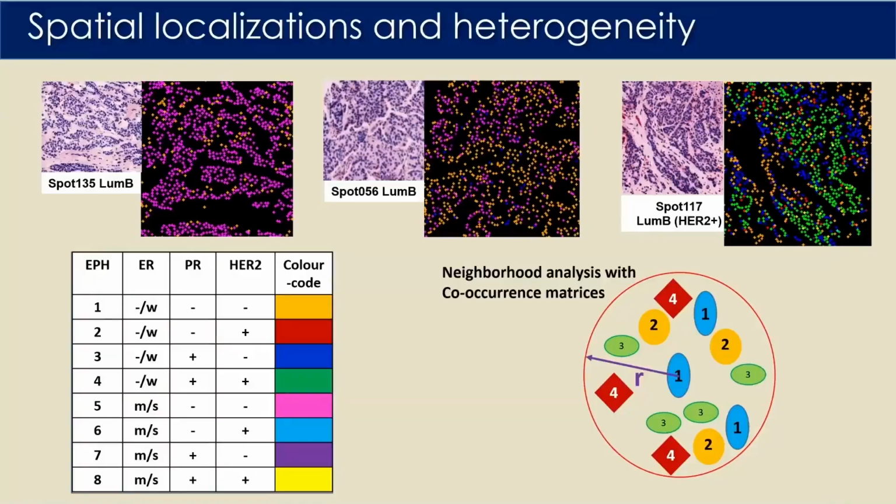We studied the spatial arrangement of these cells, and this is done by quantifying co-occurrence matrices. The number of times that a certain cell type, which we call the neighboring cell types, are in the proximal neighborhood of the central cell type, in this case, cell type number 1. The size of the neighborhood can be defined by the user, and in this case, as indicated by R as radius. In most of our studies, we used a distance of 100 pixels, which correspond to 30 microns.